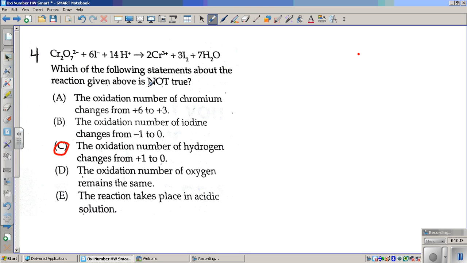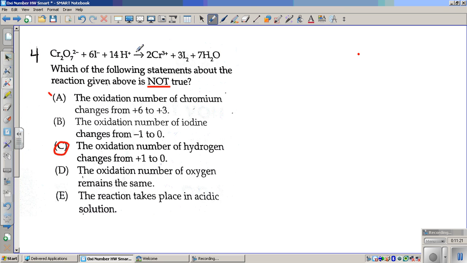Now, notice that they love these, and see how here it says not true? Your brain does not want to answer a question that is not true. So you're always looking for the right one, and that's why they're trying to get you. You're going to go through and do chromium first, and you're going to see that chromium does go from a +6 to a +3, and a lot of people are going to circle that as the answer because your brain just doesn't want to accept not true. So we want the one that is not true.